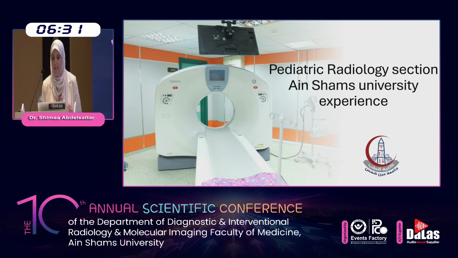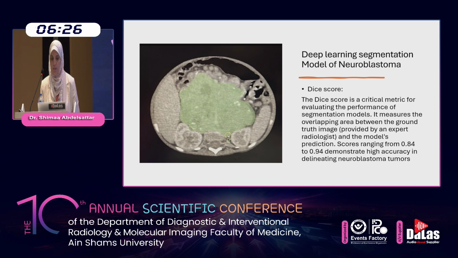There is early experience in the pediatric radiology section at Ain Shams University with two projects. First, a deep learning segmentation model of neuroblastoma, and we have here our collaborators from Cairo University. We segmented neuroblastoma cases with a DICE score approaching 0.94. DICE score is a critical metric for evaluating the performance of segmentation models. It measures the overlapping area between the ground truth, which is the expert radiologist, and the model prediction, approaching 0.94 in our series.